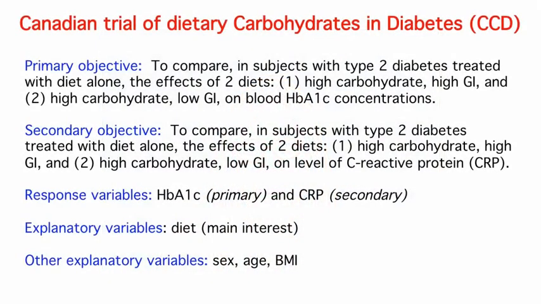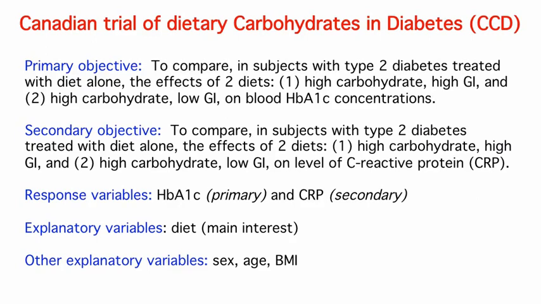To remind you where we are from the last lecture, we're looking at a slightly simplified version of the Canadian Trial of Dietary Carbohydrates and Diabetes, or CCD. The primary objective, or our main research question, is, does HbA1c, which is a measure of diabetic control, differ between subjects who consume a high glycemic index versus a low glycemic index diet, where our subjects all have type 2 diabetes and are being treated by diet alone, so no medication.